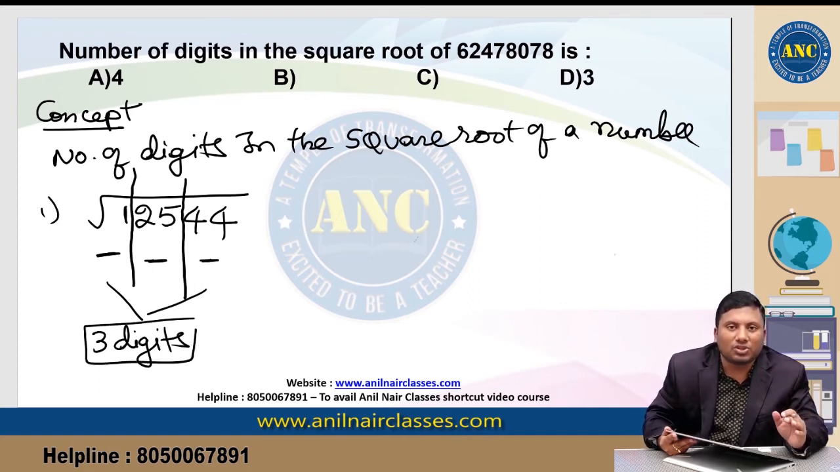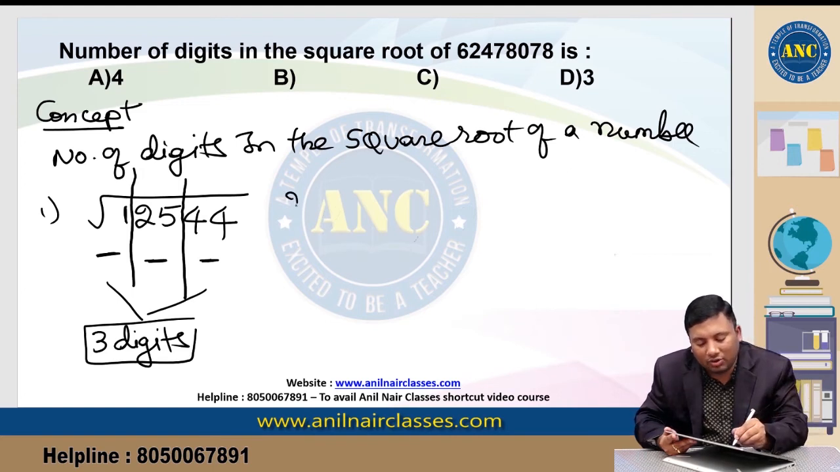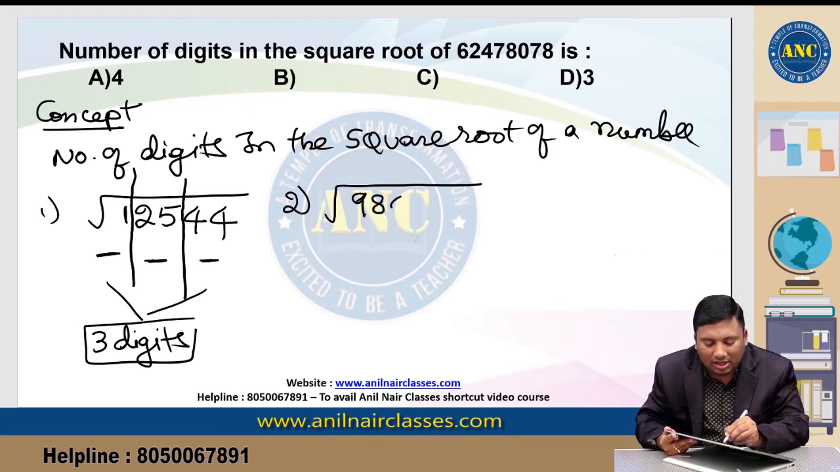Start from the rightmost, take a group of 2 digits. Every 2-digit group is nothing but 1 digit in the answer. Suppose it is 984064.